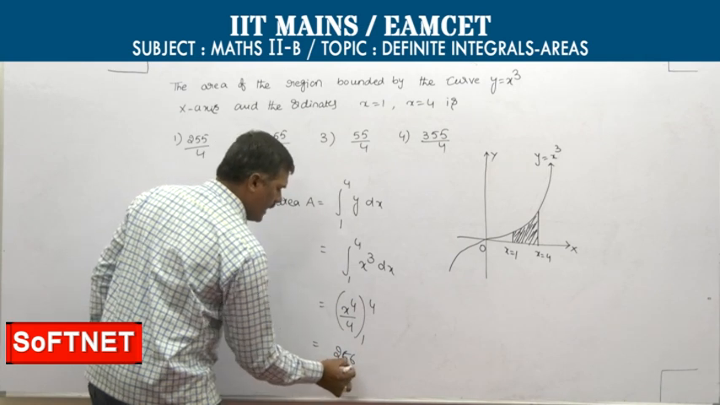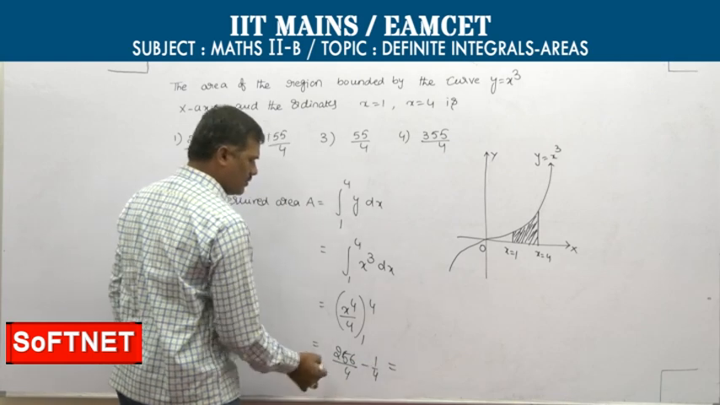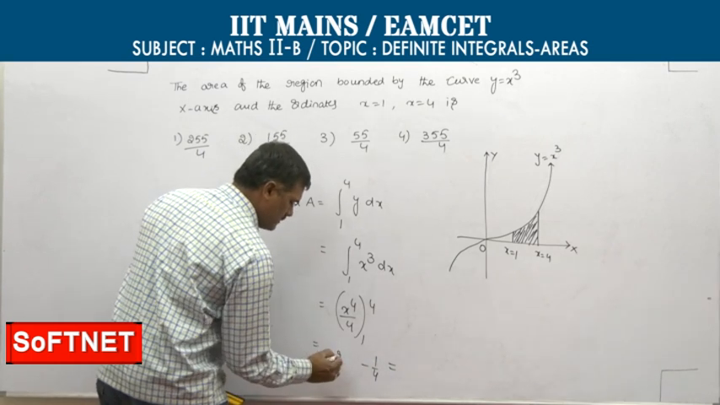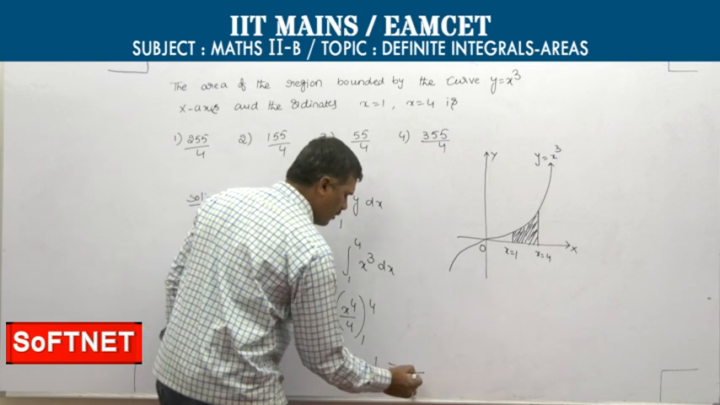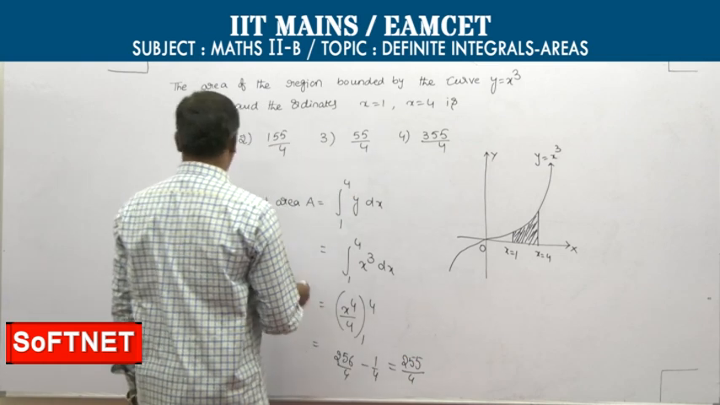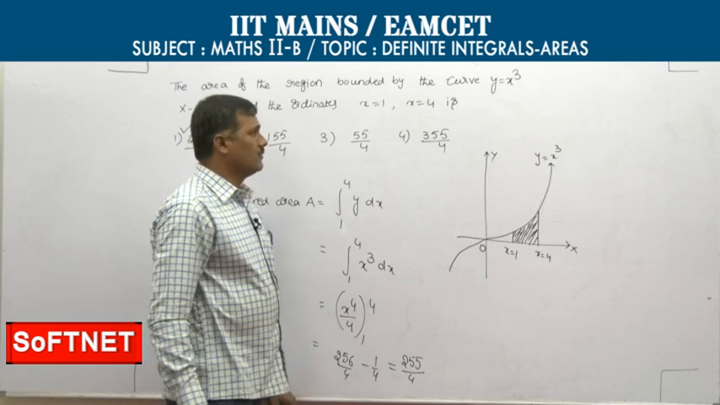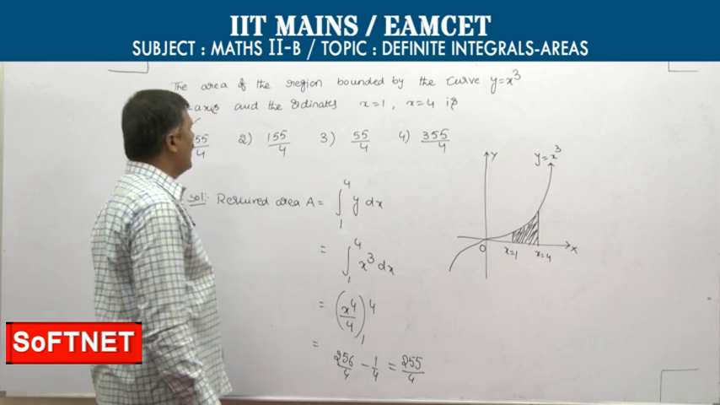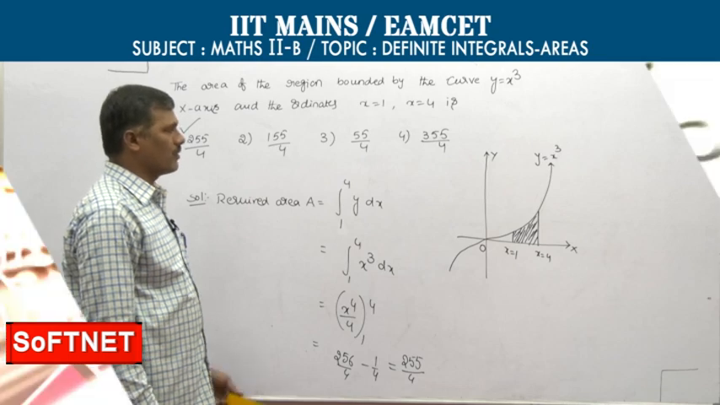Upper limit 256 by 4 minus lower limit 1 by 4, that is equal to 256 by 4 minus 1 by 4, denominator LCM 4, 256 minus 1, 255 by 4. So the first one is the right answer to the given problem, the area bounded by the curve y is equal to x cube, the x-axis and the ordinates x is equal to 1 and x is equal to 4.